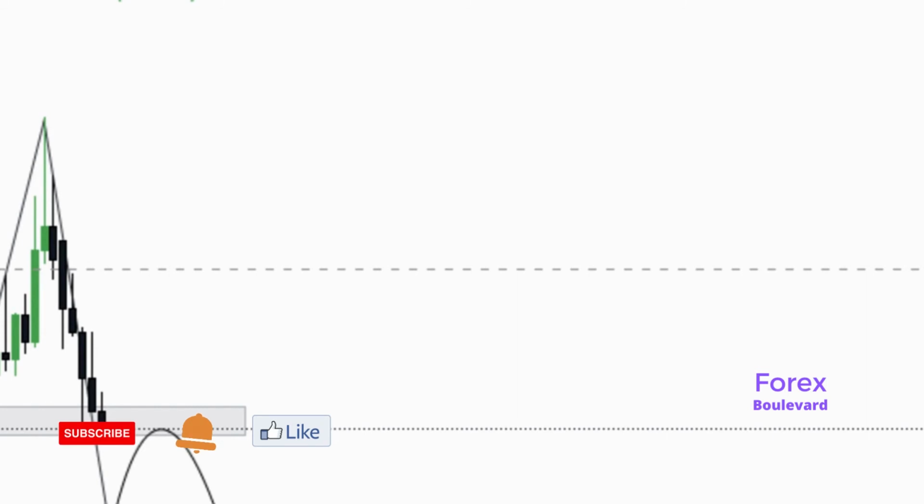So now guys, let's call it a wrap on double top. Now we are going to go to the next chart pattern, which is the double bottom. See you in the next video.